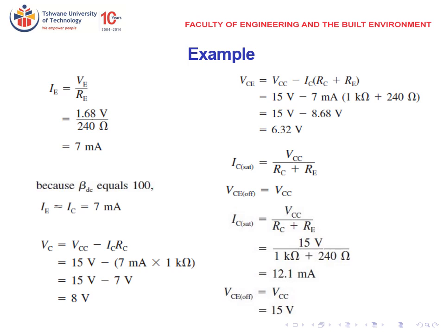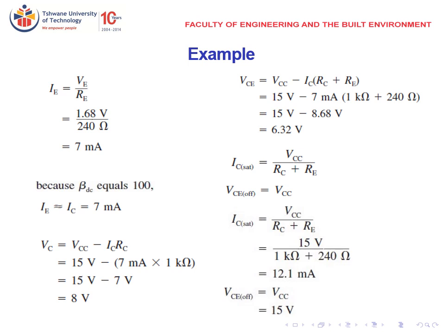IC at saturation is when VCE is equal to 0. So we will take the formula that has VCE and make VCE 0. So VCC divided by RC plus RE will give you the IC at saturation. Then VCE at cutoff is when the value of IC is equal to 0. In this case, if IC is equal to 0, IE will also be equal to 0. So VCE at cutoff will be equal to VCC.